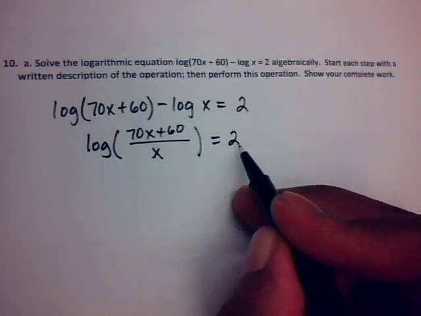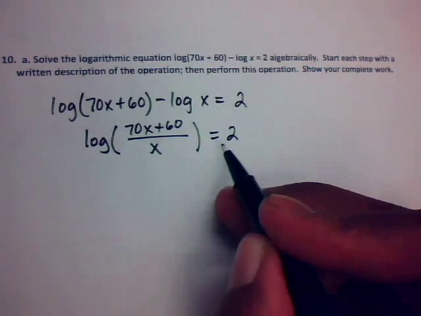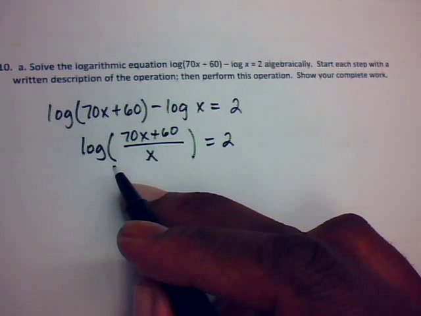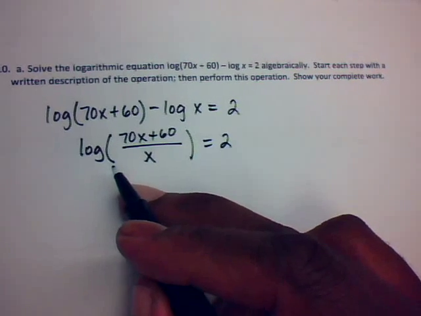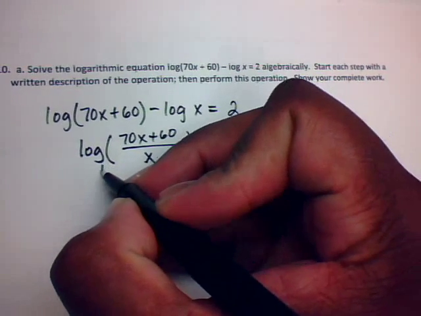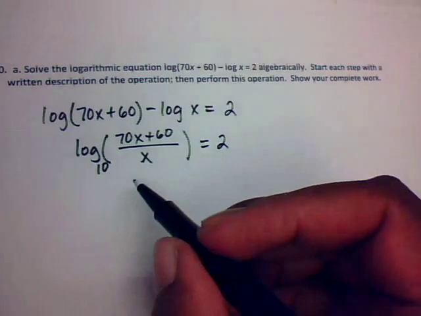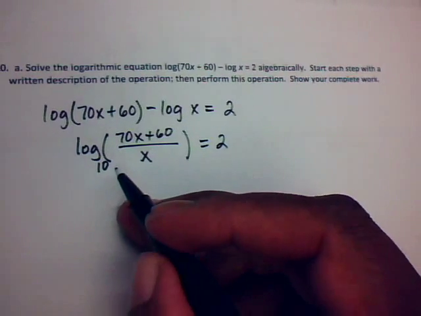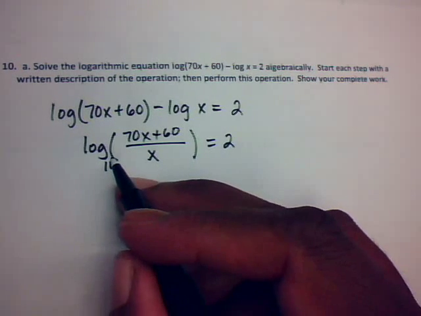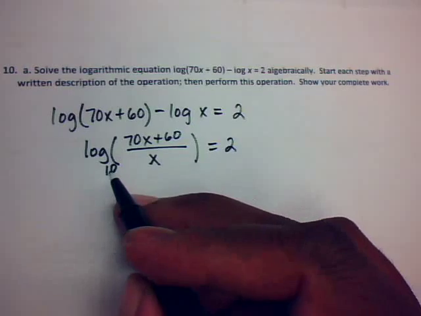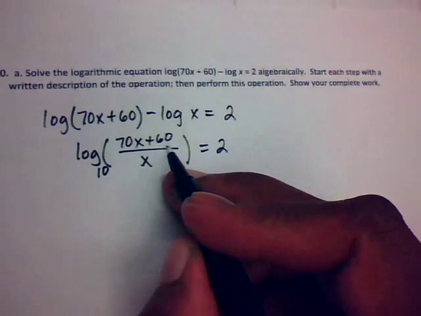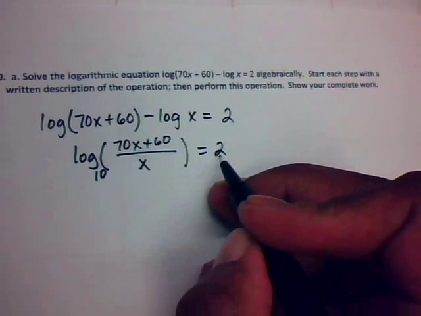Now, since we don't have the log on the right-hand side of the equation, we're going to have to rewrite this as an equation in exponential form. Okay, there's no base here, so that means that it's a 10. It's understood to be a 10 because it is a common logarithm. So it's log to the base 10 of 70x plus 60 divided by x equals 2.